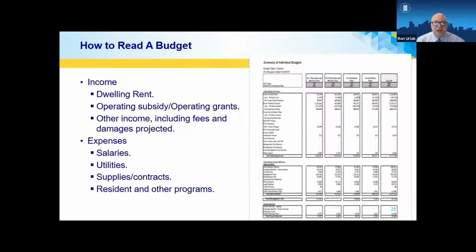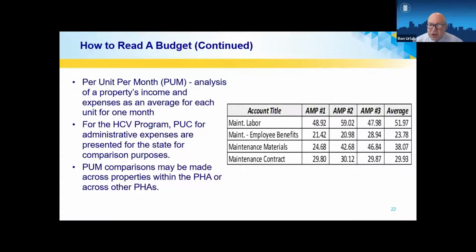Okay. And one of the ways that we can do this as a tool, next slide, is looking at what we call the PUM. Some people call it PUM, but it stands for per unit month. And what this does is put it on an average cost for each apartment for one month, each unit for one month.